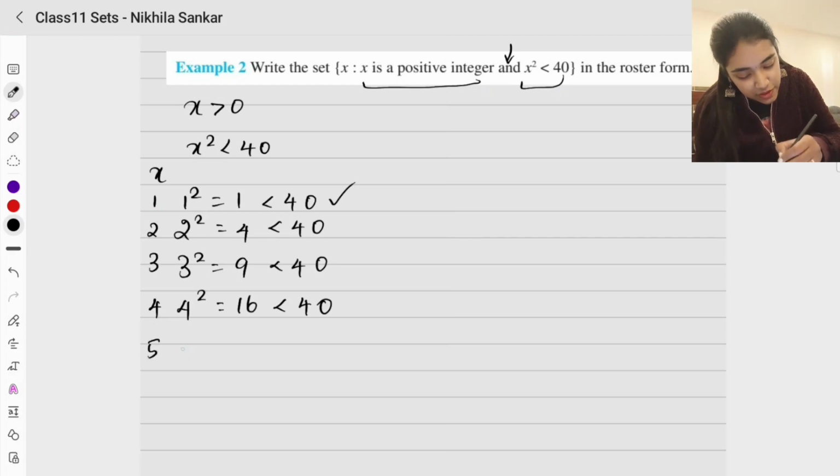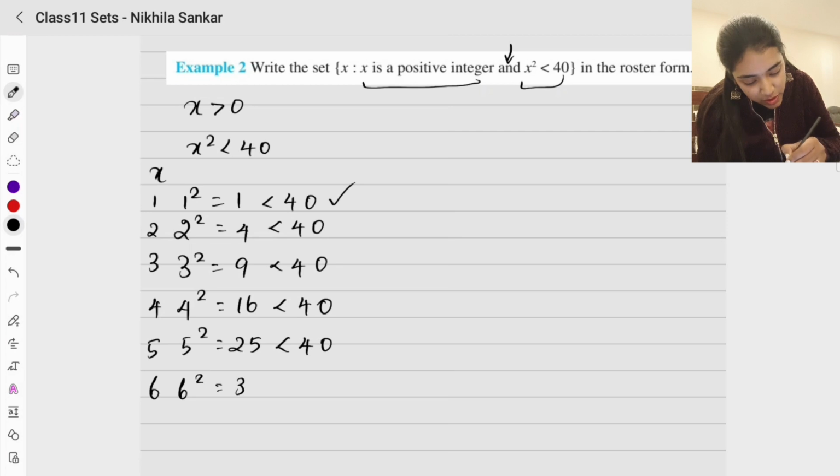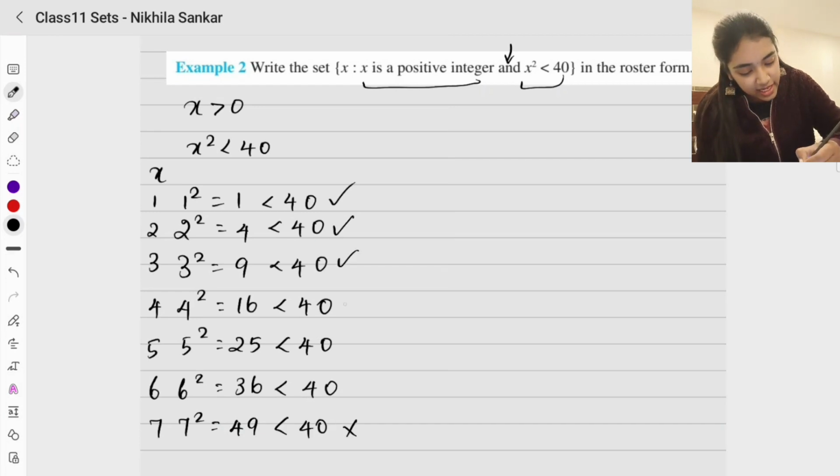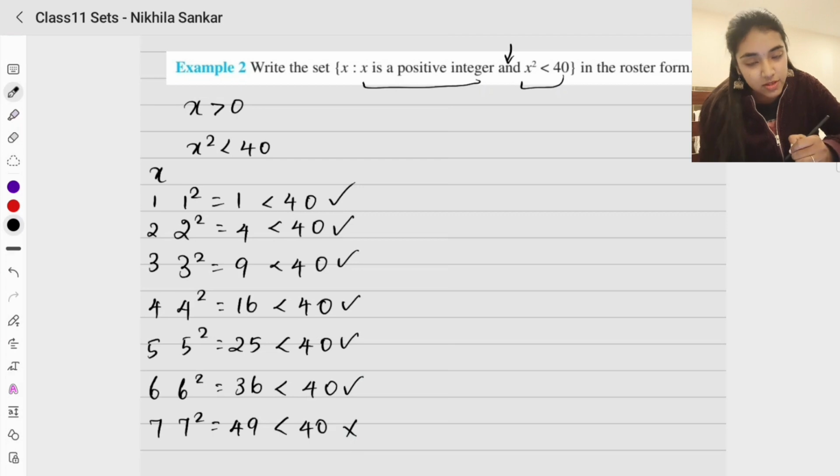When the value of x is 5, I'll have 5 square which is equal to 25, which is also less than 40. It is still satisfying the condition. இப்போ 6 போட்டா I'll have 6 square which is going to be 36. This is still less than 40. 7 போட்டா 7 square, this is 49. This is not less than 40. இது எல்லா cases மே true, but this is not true. Okay, so x is equal to 7 is not a solution.